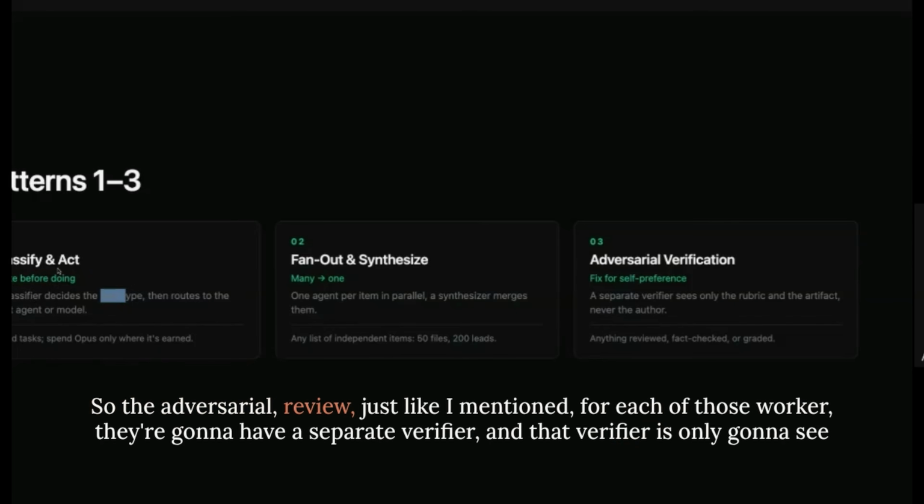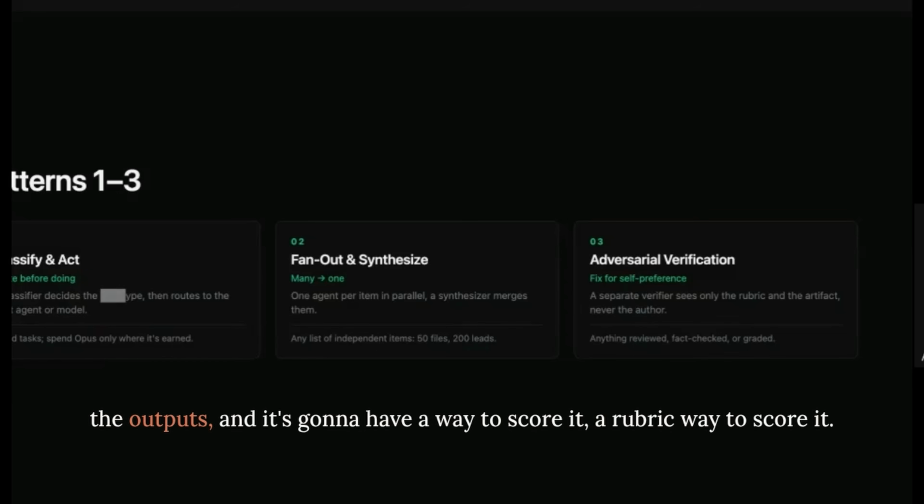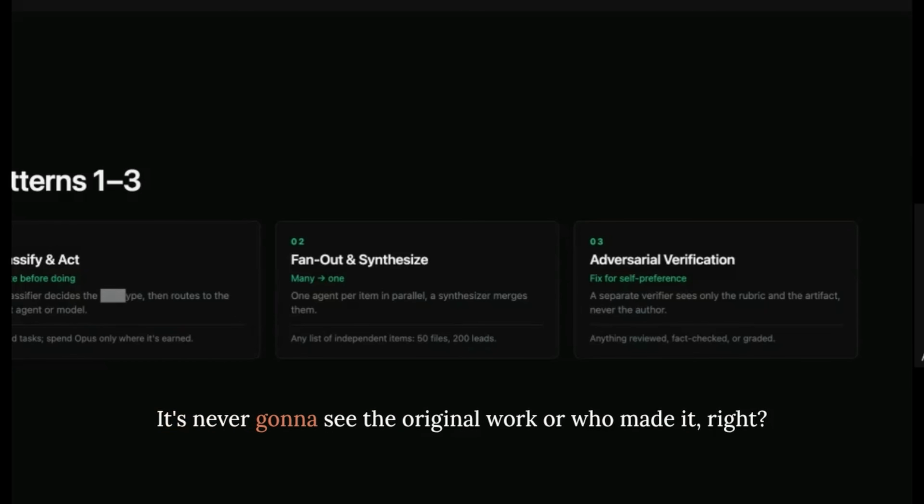So the adversarial review, just like I mentioned, for each of those workers, they're going to have a separate verifier. And that verifier is only going to see the outputs, and it's going to have a rubric way to score it. It's never going to see the original work or who made it, right?